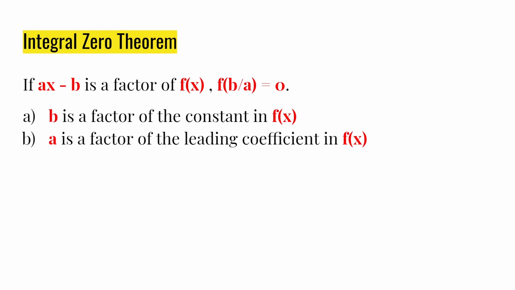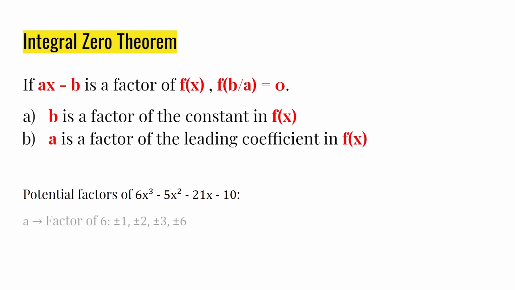For example, the potential factors of 6x cubed minus 5x squared minus 21x minus 10 will be of the form ax minus b. Since a must divide into the leading coefficient, the possible values of a are the factors of 6, which is plus minus 1, plus minus 2, plus minus 3, plus minus 6. And since b must divide into the constant, the possible values for b are the factors of negative 10, which are plus minus 1, plus minus 2, plus minus 5, and plus minus 10.